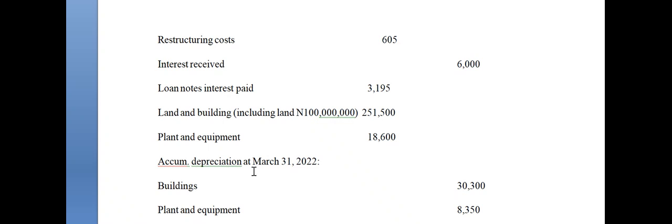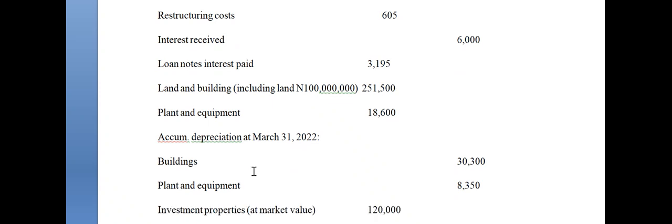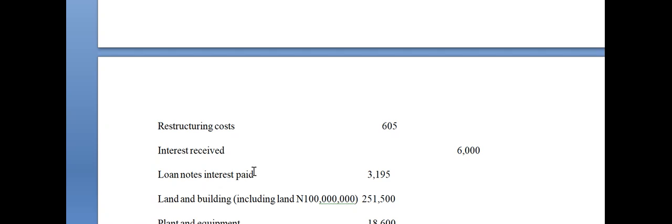Accumulated depreciation, credit side, yes. That's why it's on the credit side. Okay. You can see accumulated depreciation, building, plant, and equipment. So let's go ahead and determine our depreciation.